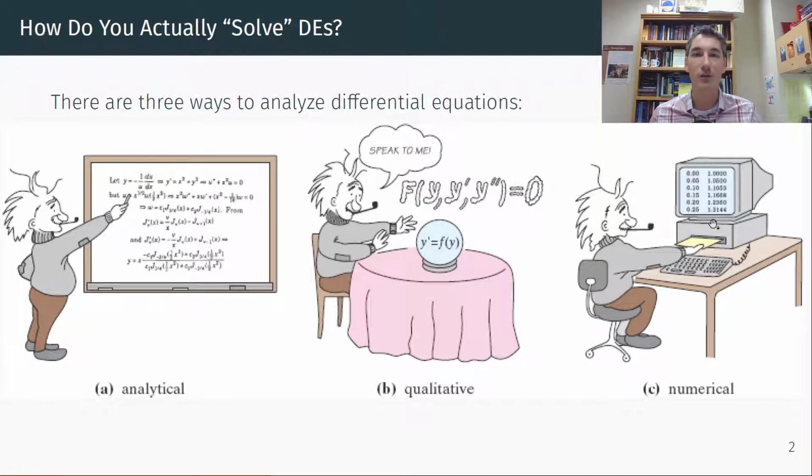So now that we're in chapter 2, you might be wondering, is this when we're actually going to solve differential equations? And the answer is yes. So chapter 2 is where we actually do some solving.